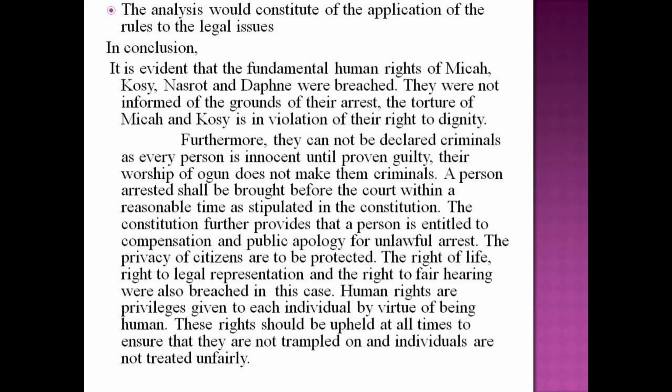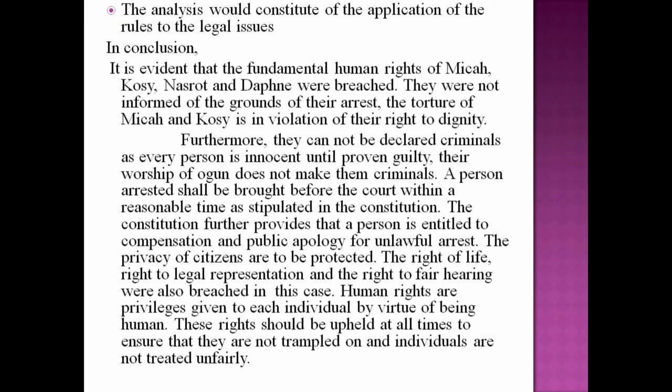So the analysis would constitute the application of the rules to the legal issues. I'll briefly explain what the analysis would probably look like. Concerning the first issue, Michael, Kosi, Nasrat, and Daphne were to be informed of their grounds of arrest. This is found in section 35(3) of the Constitution of the Federal Republic of Nigeria, where every person is to be informed of the grounds of their arrest in a language that they could understand. The torture of Michael and Kosi is in contradiction to their right to dignity. Michael and Kosi being declared criminals because of their worship of Ogun is in contradiction of their rights. Section 36(5) provides that every person is innocent until declared guilty, and section 38 as well gives the right to freedom of thought, conscience, and religion.